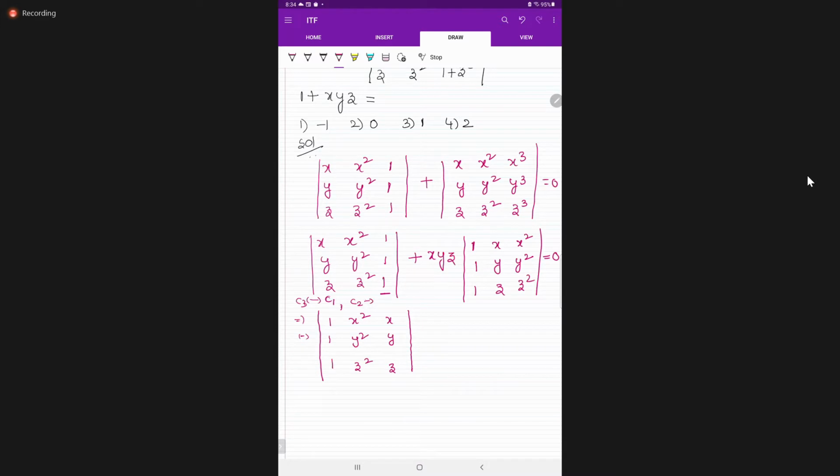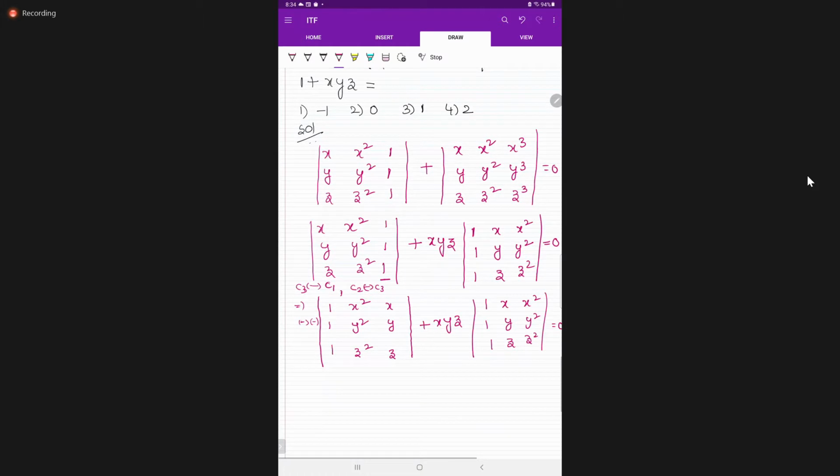Again, C2 interchange C3. One more minus will get you minus into minus plus, right? This plus x, y, z, 1, x, x square, 1, y, y square, 1, z, z square is equal to 0. So students, minus into minus plus.